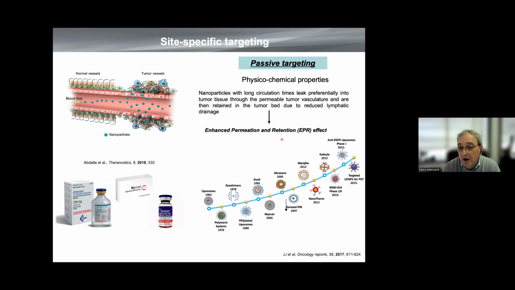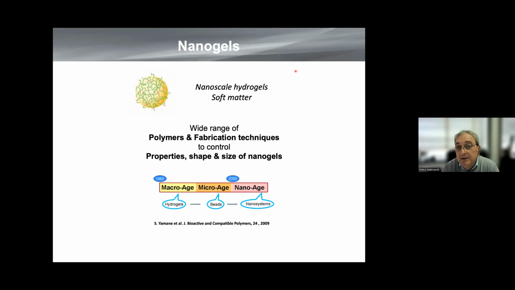And there are some pharmaceutical products that are based on nanoparticles, and that can exploit this effect, the passive targeting. And among the different nanoparticles, there are also the nanogels. What is a nanogel? A nanogel is a hydrogel at nanoscale. And there is a wide range of polymers and fabrication techniques that are able to control properties, shape, and size of these nanogels. And in the presentation that I told you was given at the last webinar, this point is largely faced.